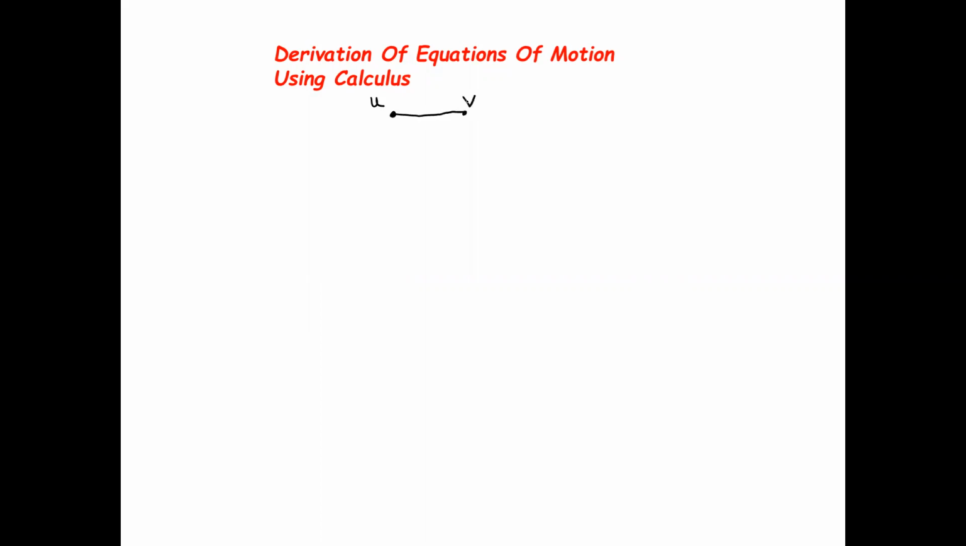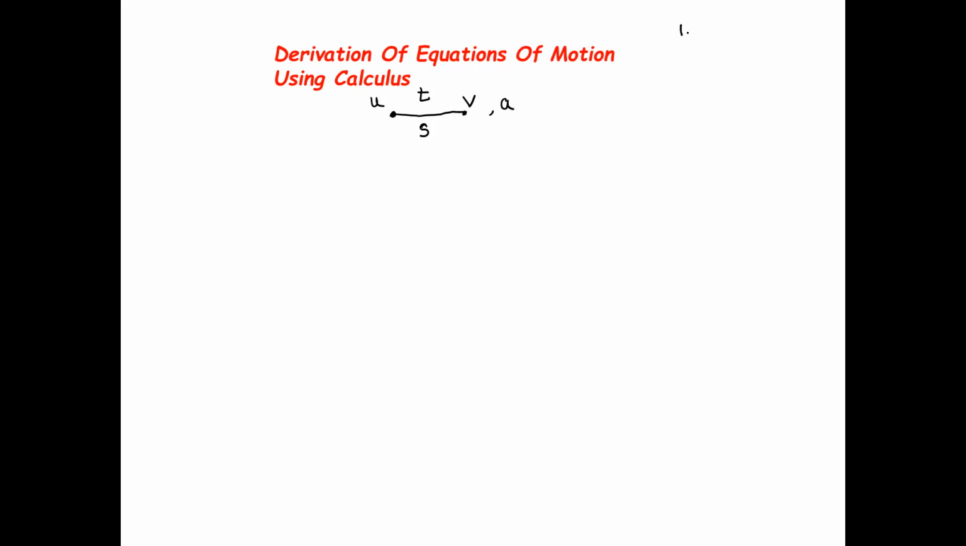The total time taken for this to happen is t. During this time interval t, the displacement of this body is s. So initial velocity u, the constant acceleration is a, final velocity v, the time interval t, and s is the displacement. So we are going to derive the equations of motion.